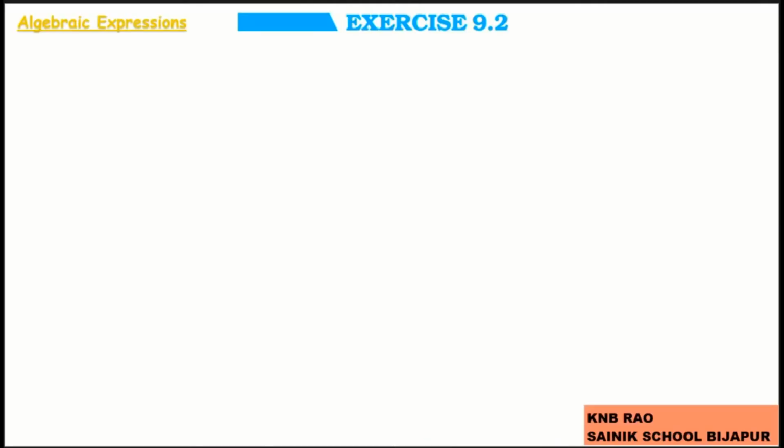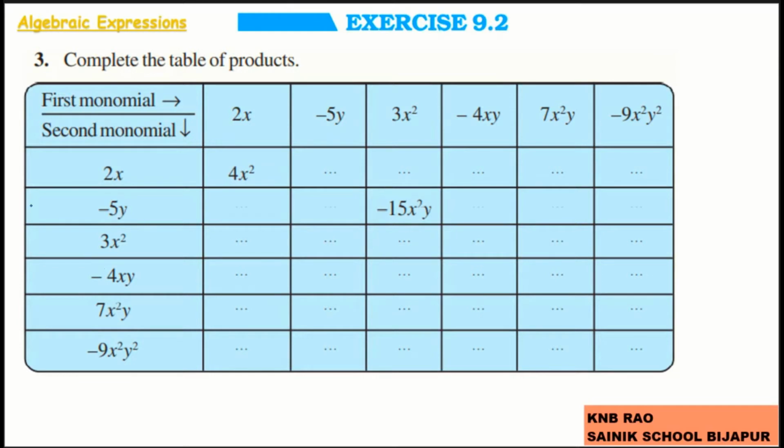Coming to question number 3, complete the table of products. 2x into 2x is 4x square, 2x into minus 5y is minus 10xy, 2x into 3x square is 6x cube, 2x into minus 4xy is minus 8x square y, 2x into 7x square y is 14x cube y, 2x into minus 9x square y square is minus 18x cube y square.